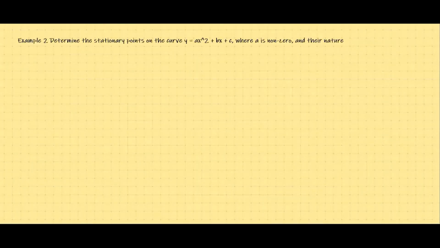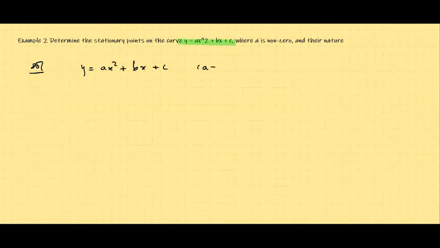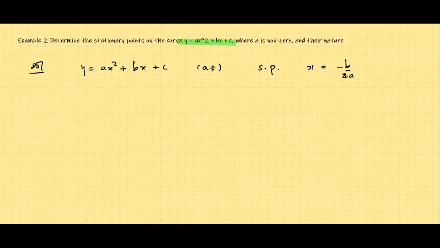So having seen a lot of theory with regards to the nature of stationary points, let's do an example to get this concretely in our minds. We've got to determine the stationary points on this general quadratic, and then determine the nature of the stationary points, whether they're maximums, minimums, or points of inflection. We've already seen this quadratic in the first example, and we showed that the stationary point, the x value, was at minus b over 2a.